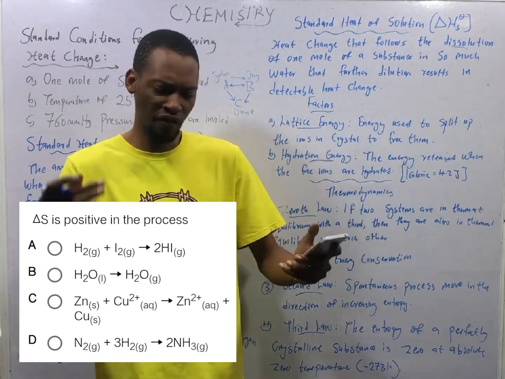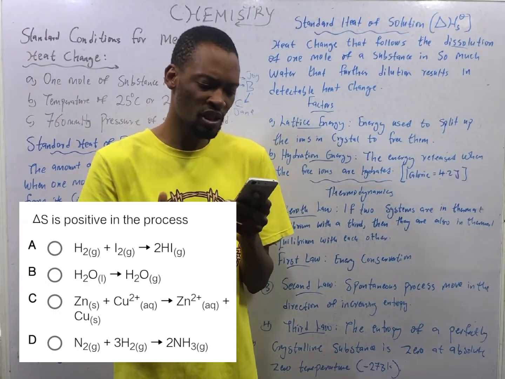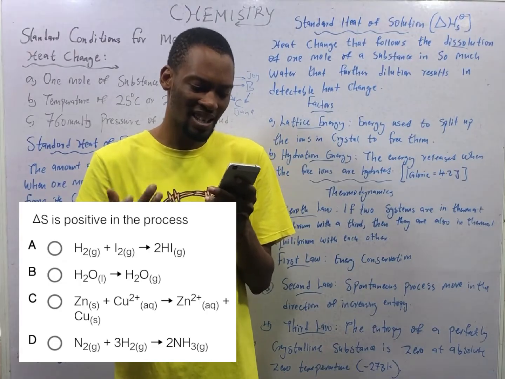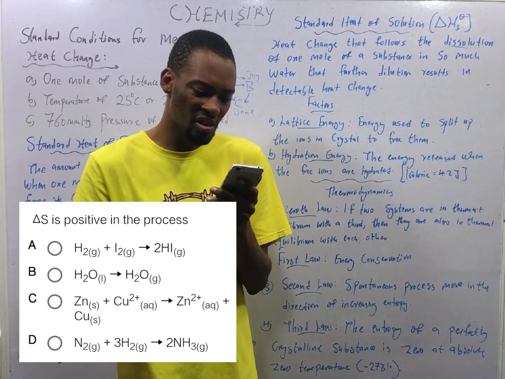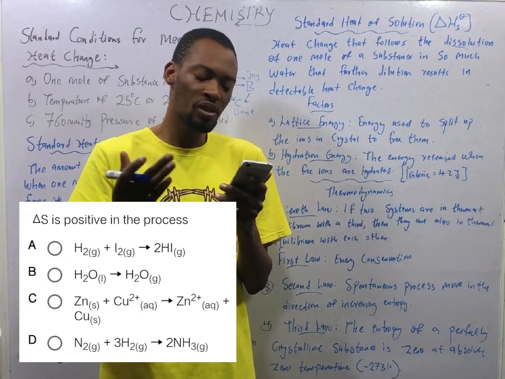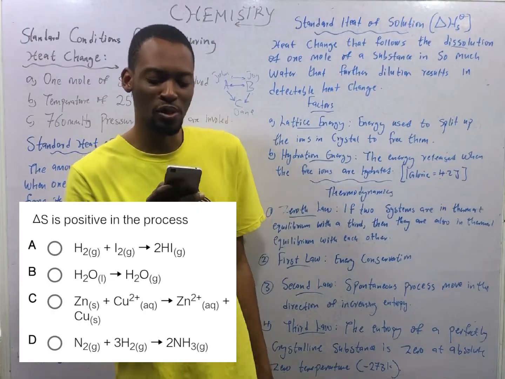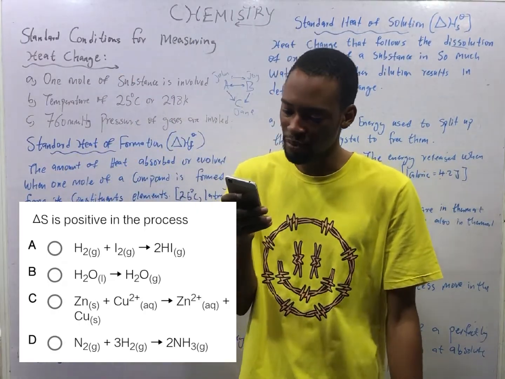Gas has a higher level of randomness or disorderliness than liquid. For the other options, gas to gas, solid to aqueous or solid to solid, liquid to gas will definitely have the highest level of entropy. So option B is the correct option.